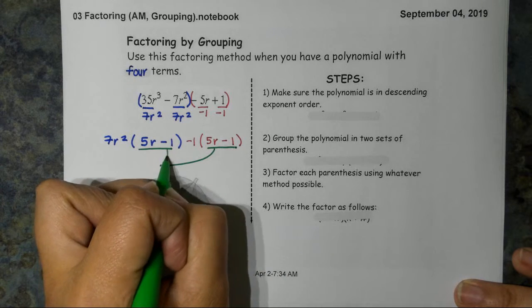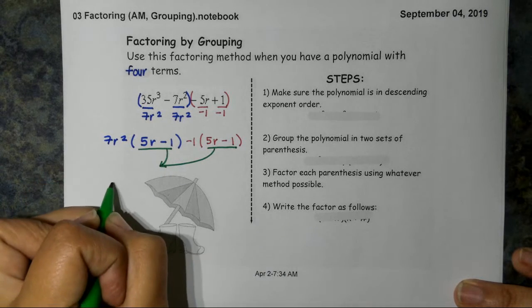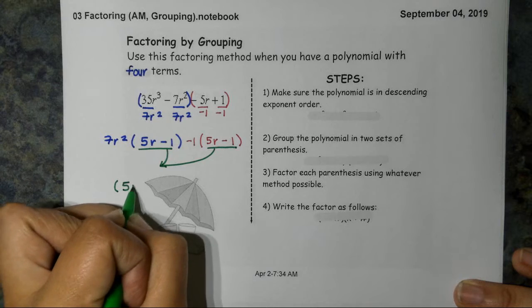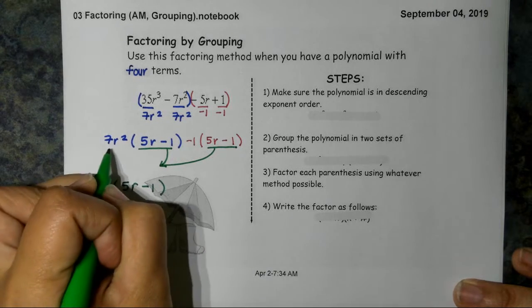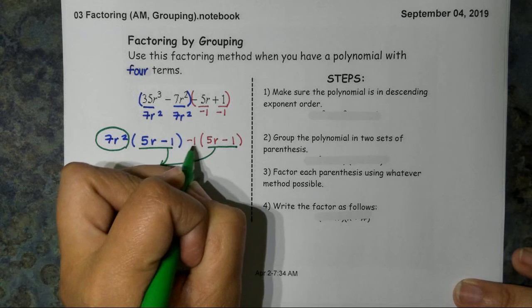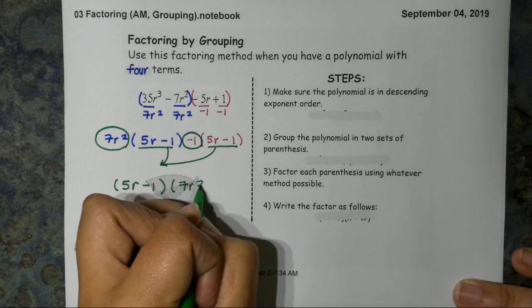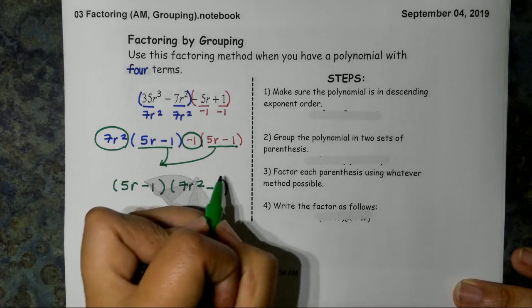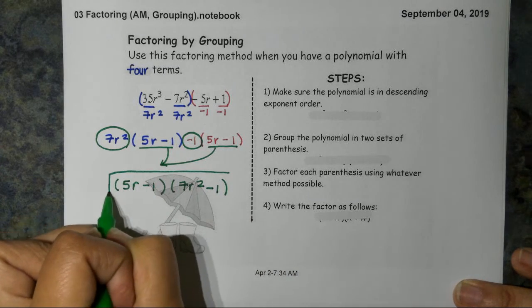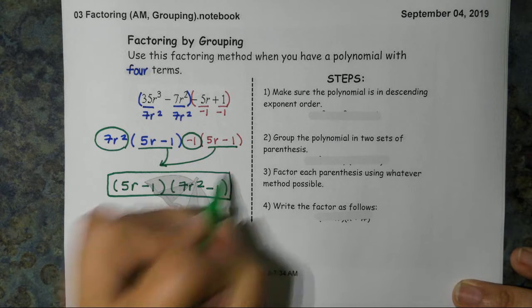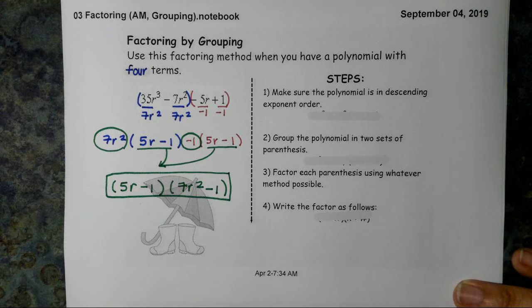At this point, the 5r minus 1 gets separated, right? And I only write it one time. And then what's outside of the parentheses gets grouped together, and it becomes 7r squared minus 1, which is going to be your final answer for this problem. Now remember, if you have this written in the opposite order, that is totally fine. If you had 7r squared minus 1 in the first set of parentheses and then 5r minus 1 in the second set of parentheses, that is correct as well.